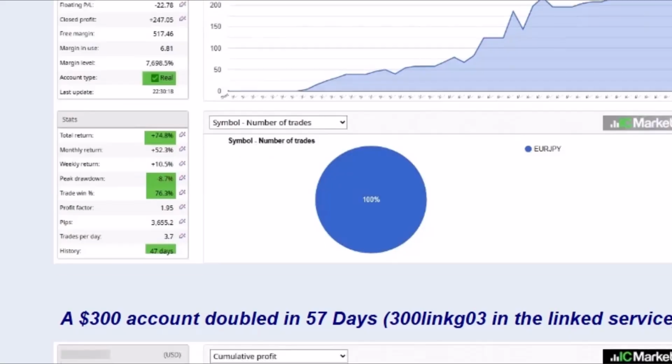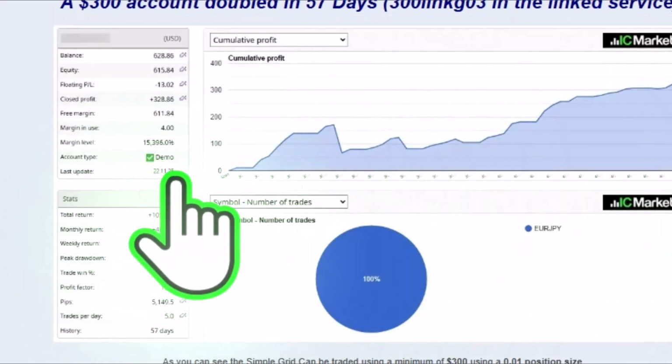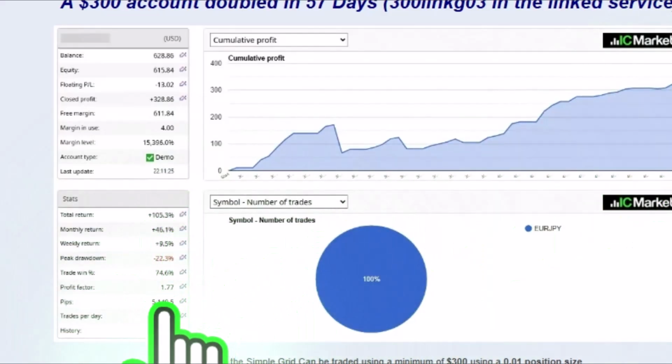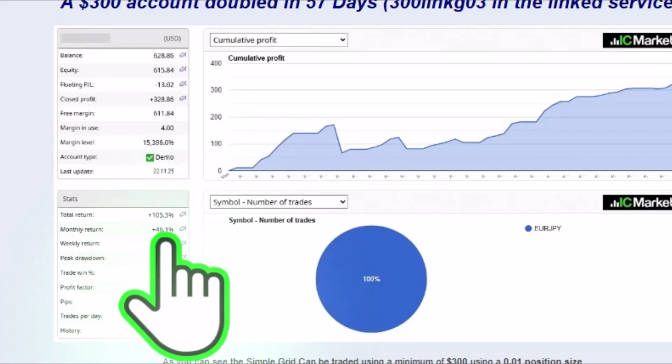Then we've got another one. This is a test account. It's a demo account. It has more than doubled its balance. Also the same thing, really good success rate, low drawdowns, and a nice big return.